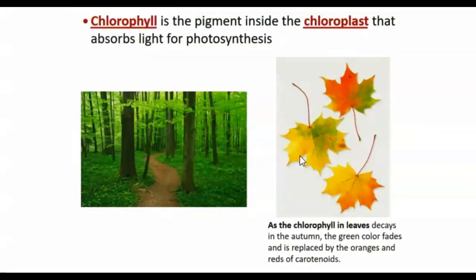Inside the chloroplast, there is a pigment called chlorophyll. This chlorophyll is what is responsible for absorbing the light in the photosynthesis process. Fun fact, as the chlorophyll in leaves decays in autumn, so in fall, that green color fades and is replaced by the oranges and reds that you see when you look outside this time of year.